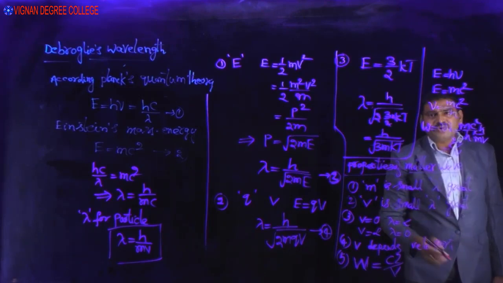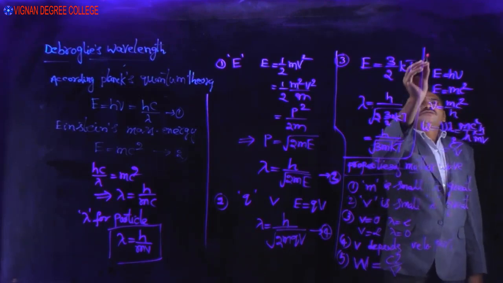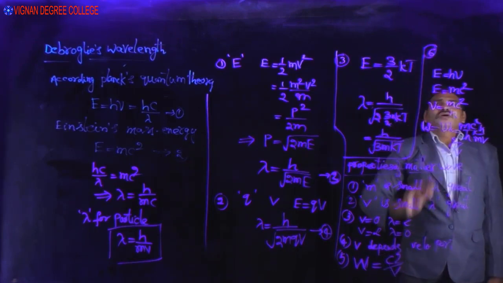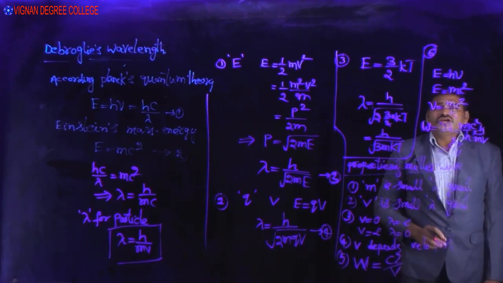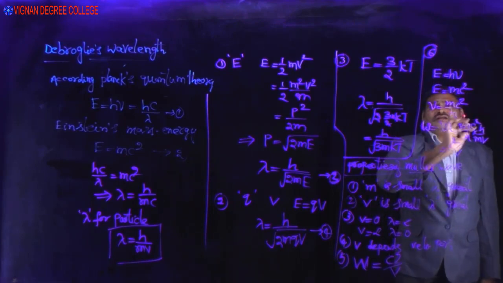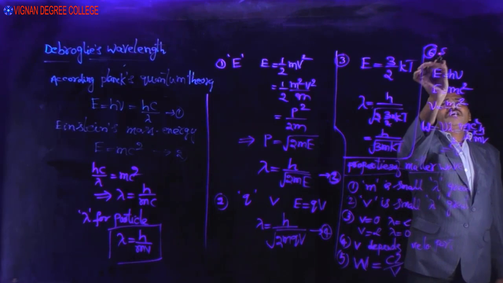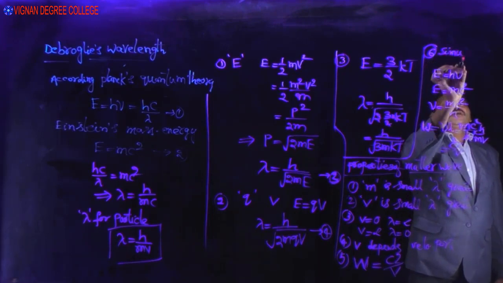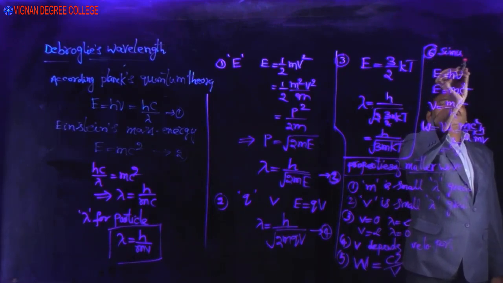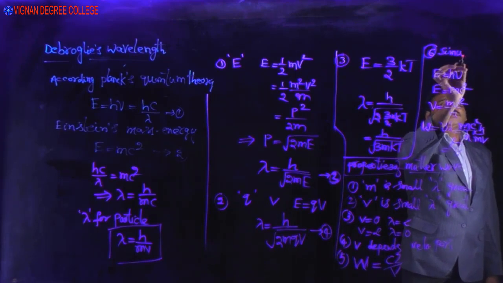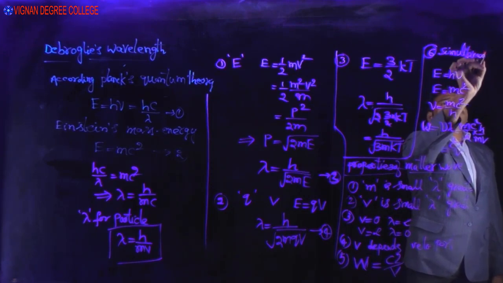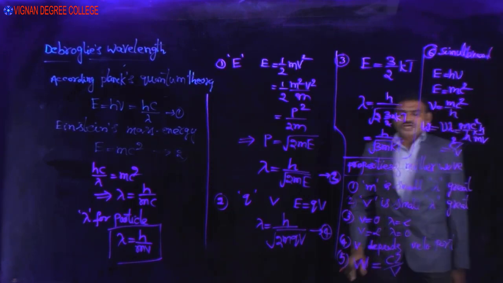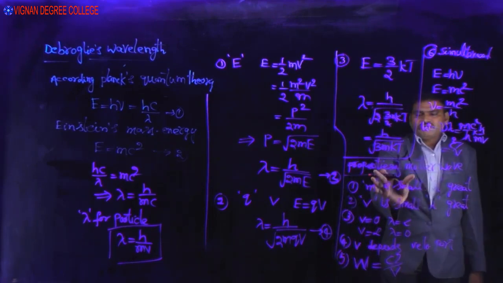And the sixth property is, the wave nature and particle nature cannot appear simultaneously. That means we cannot see both properties, the wave property and the particle nature, in the same experiment. So these are the properties of matter waves.